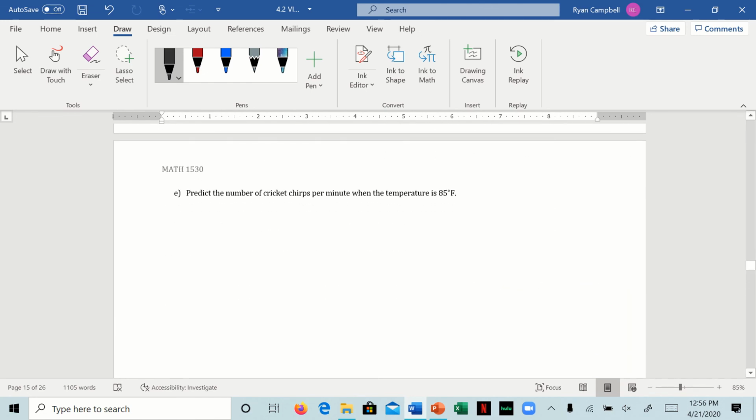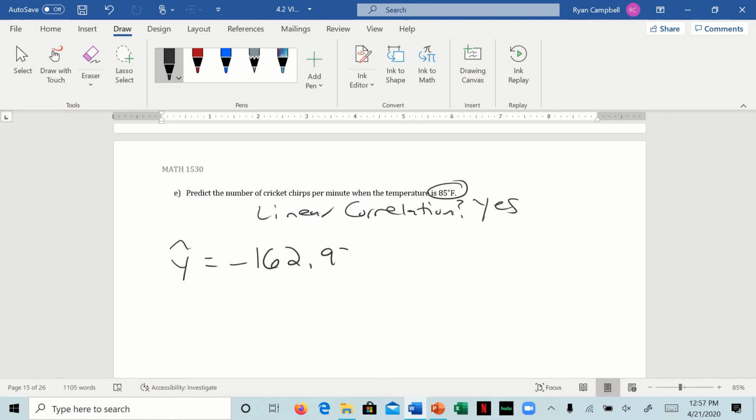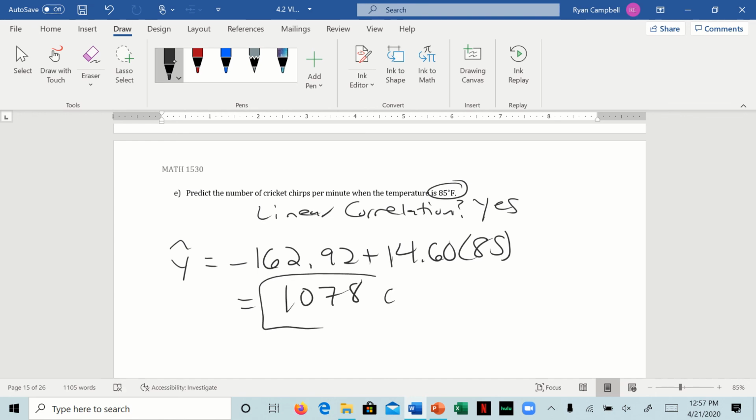Part D. Let's predict the number of chirps if it's 85 degrees Fahrenheit. So predicting, we need to ask ourselves the super secret question, is there a linear correlation? We already answered that. Yes, there was. So we just plug it in. So y hat is negative 162.92 plus 14.60 times 85. And we get about 1,078 chirps per minute.